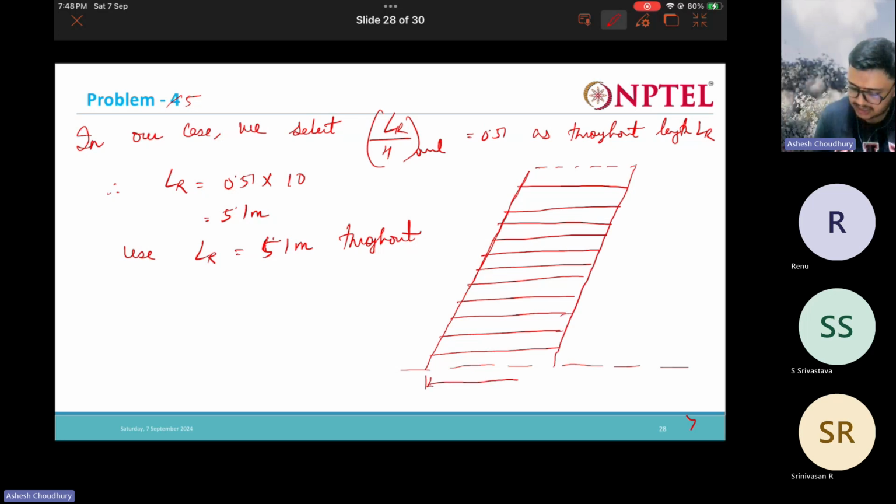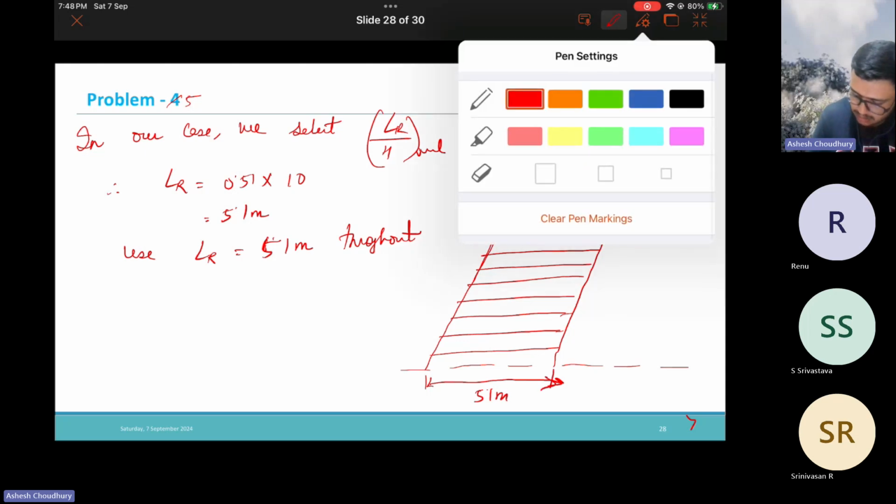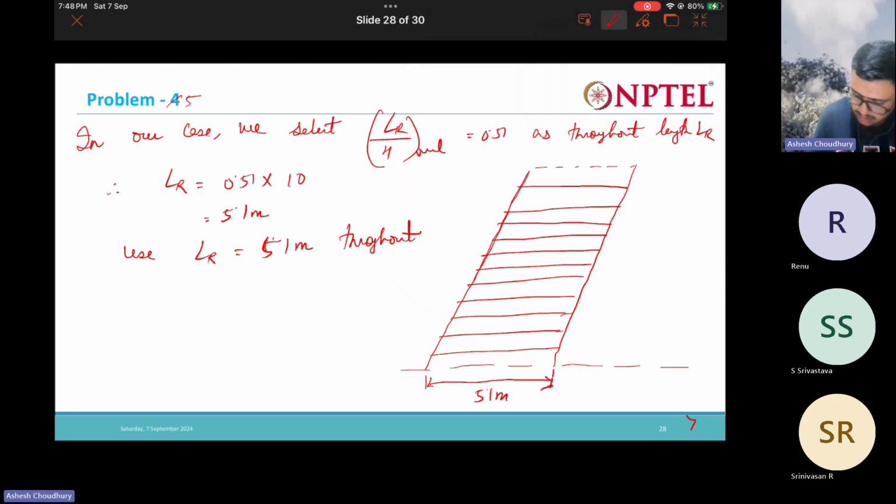This is the same for all, 5.1 meter. Here at the top also we have 5.1 meter. So this is how we will reinforce the slope. Alright, this is how we will reinforce the slope.